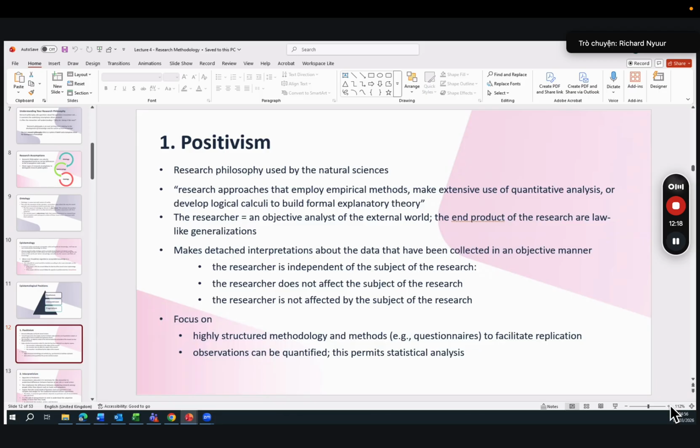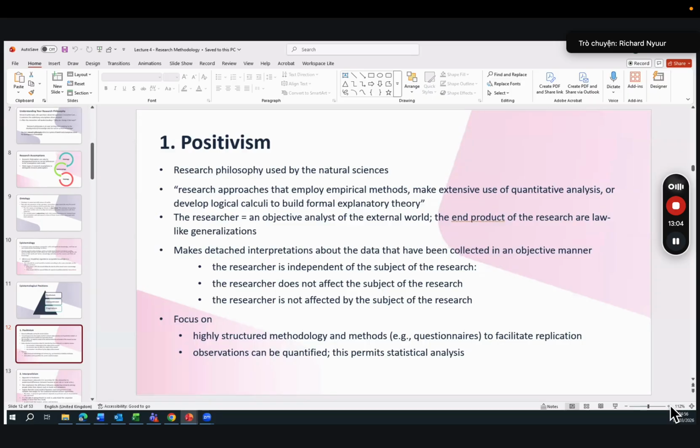But if you want to understand the why or how people engage in impulse buying from online platforms, then you are trying to find explanations, a bit more explanations. That is different from the establishment of facts. Does it have an impact? Yes or no? It confirms. So it makes a detached interpretation of the data that have been collected in an objective manner, and therefore the researcher is independent of the subject of the research.